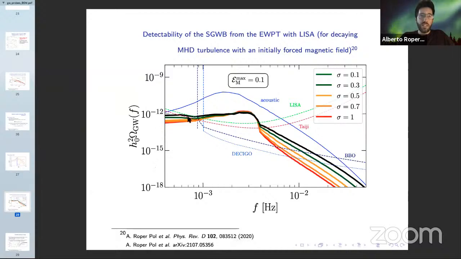So these are the resulting spectra for gravitational waves compared to acoustic turbulence, which is actually more efficient for the same amount of energy density. And this is its effect on helicity. We can see that there is an enhancement in the generation of gravitational waves.